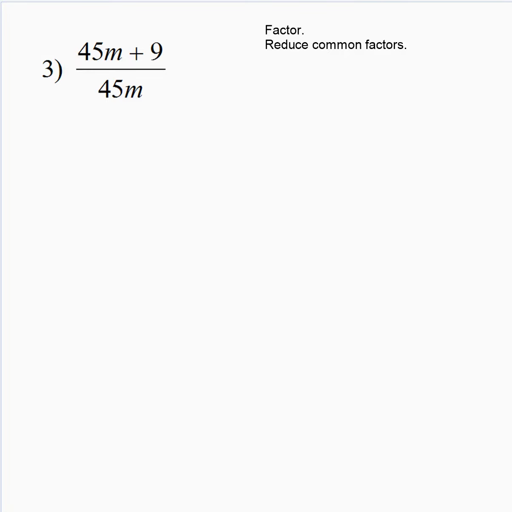In these next few questions, we'll be simplifying, multiplying, and dividing rational expressions. So really we're going to factor and reduce common factors. These are just the simplifying. There's not multiplying or dividing in here.